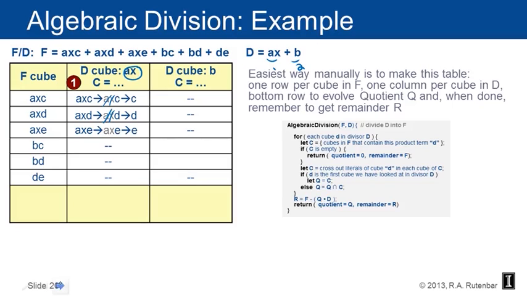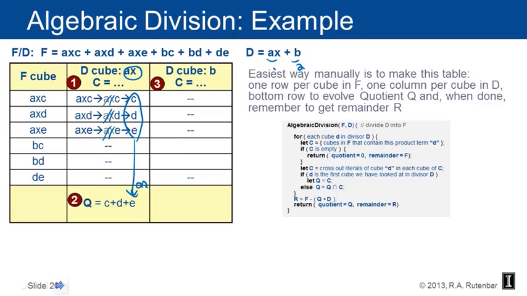The next cube is AXE. Is there an AX in there? Yes, there is. Cross it out, and you get an E. Now you keep doing this for every cube in F, and then you discover that the BC, BD, and DE cubes do not have an AX in them, and so you don't get anything in your list. Your list is this thing called capital C. And then when you're done, you simply take all of those things and you OR them together. And your first running quotient is C plus D plus E. Okay, and you're done with the first pass of the inner loop.